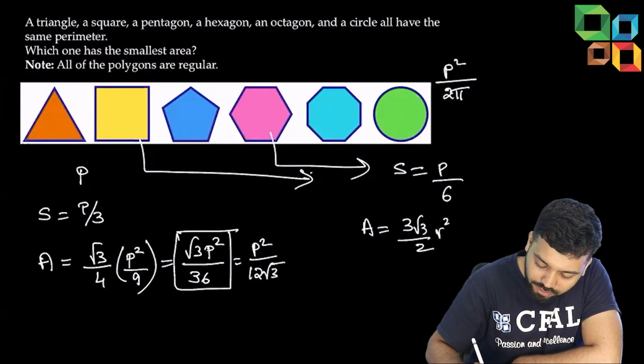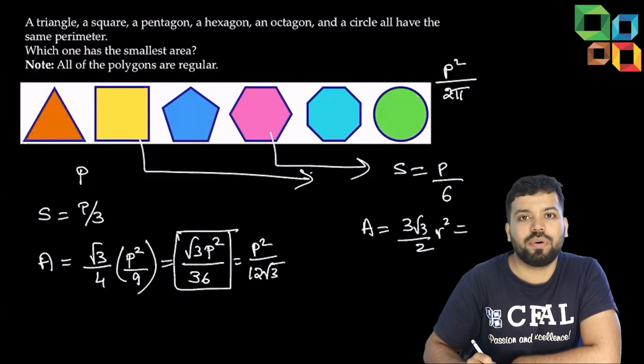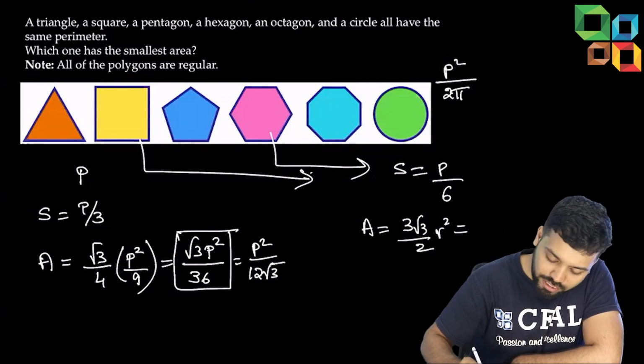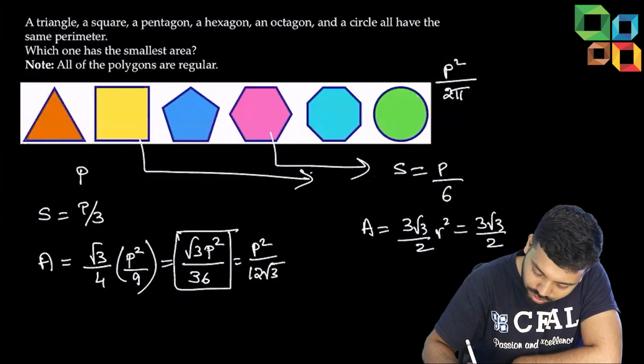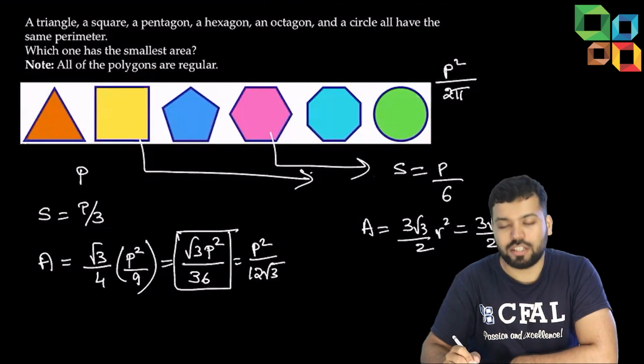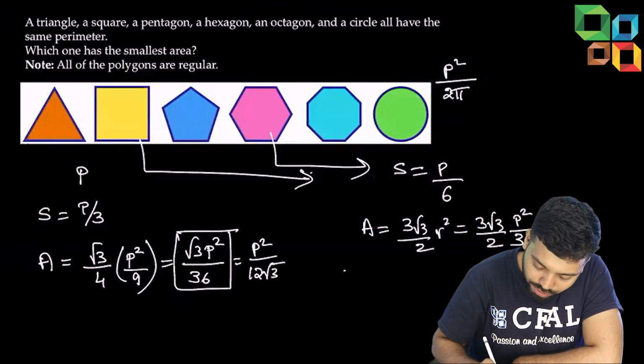But what is R in our case? R in our case is P by 6. So it will be 3 root 3 by 2. R is P by 6, which will be P square by 36. So if I simplify this, what do I get?